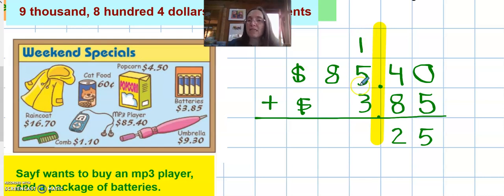1 plus 5 is 6, and 6 plus 3 is 9, and 8 plus nothing is 8. So we know now that Safe has to spend $89.25 to get the MP3 player and the batteries.